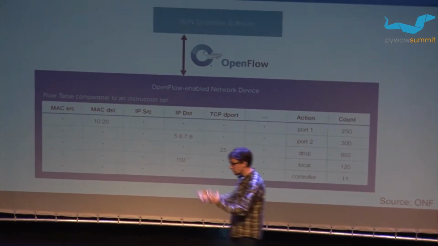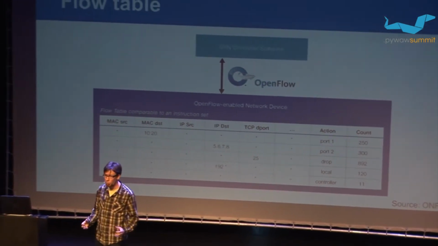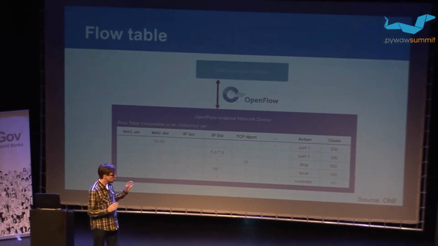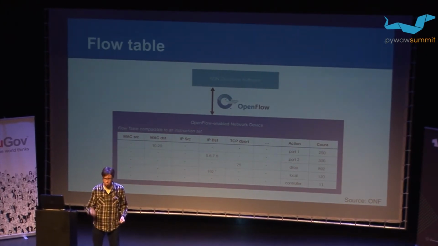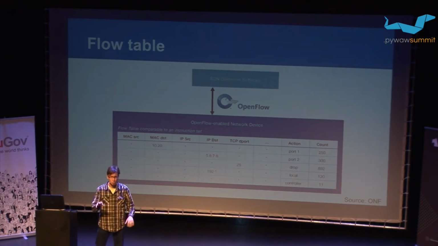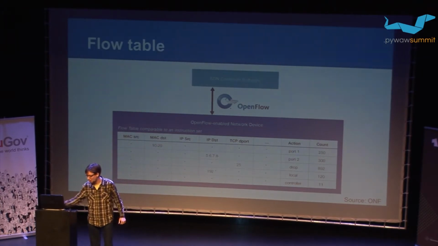And that's basically the level on which OpenFlow operates. So it's match and action. And this match is not only on the Ethernet layer, not only on the IP layer, but also on the TCP and UDP layer. And that's how far OpenFlow goes. It doesn't go to HTTP.